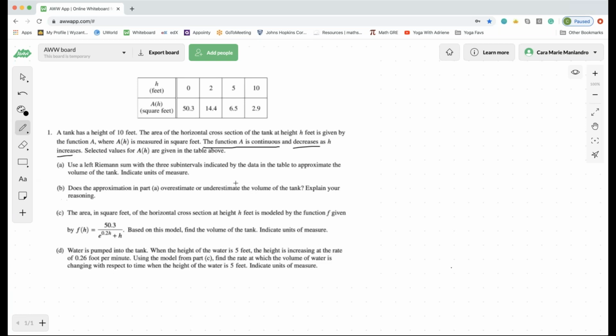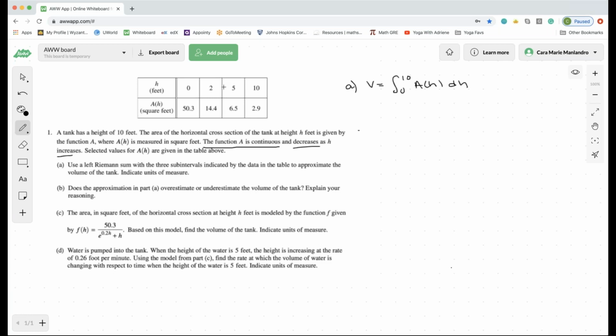For part A, let's use a left Riemann sum with 3 subintervals to approximate the volume of the tank. So let's start with part A. Our volume is going to be the integral from 0 to 10 of your area times the change in the height. We can think of this as basically taking the area times the height and then adding it all up. Makes sense.